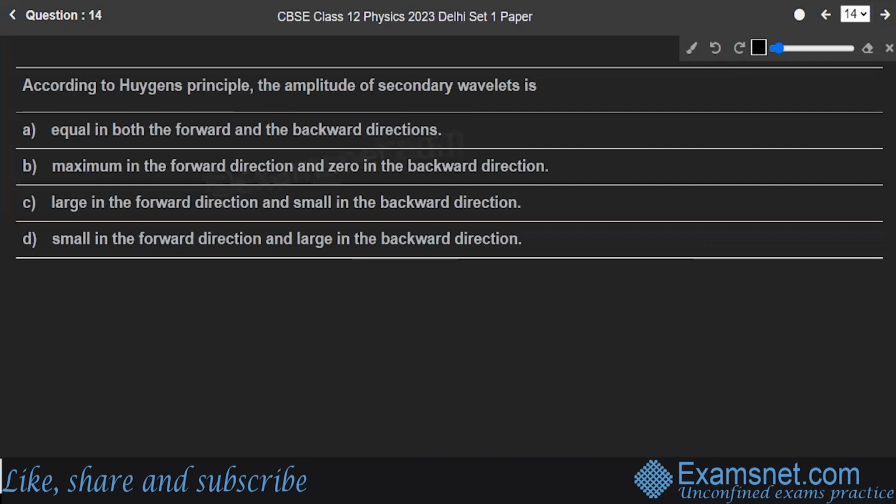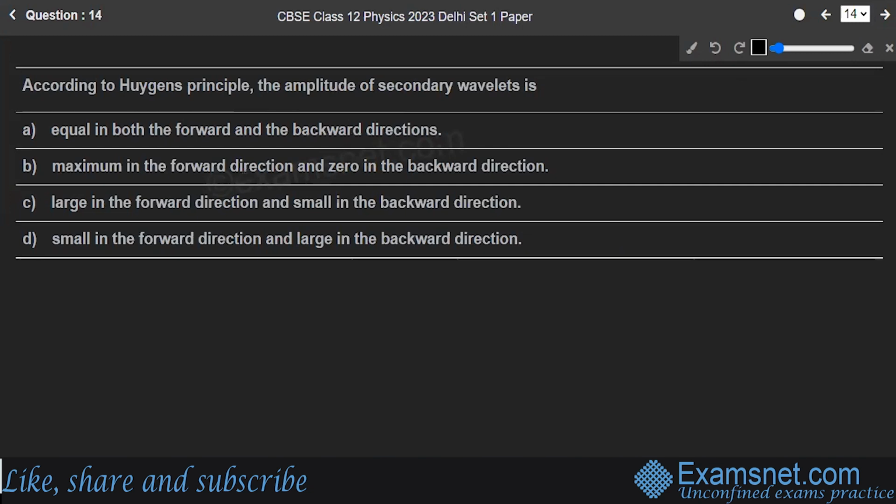According to the Huygens principle, the amplitude of the secondary wavelets is equal in both the forward and the backward direction, maximum in the forward direction and zero in the backward direction, large in forward direction and small in the backward direction, or small in the forward and large in the backward direction. Before I tell you the right answer, let's discuss the question.